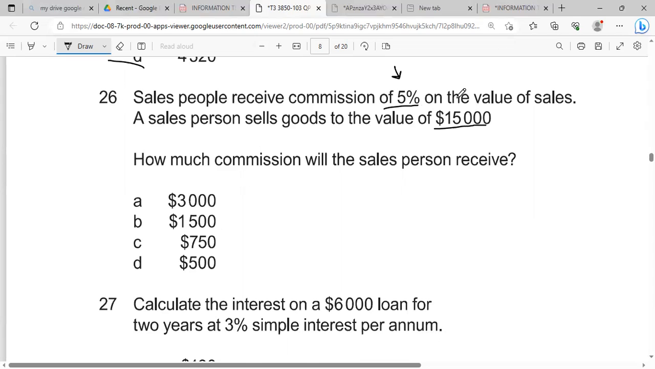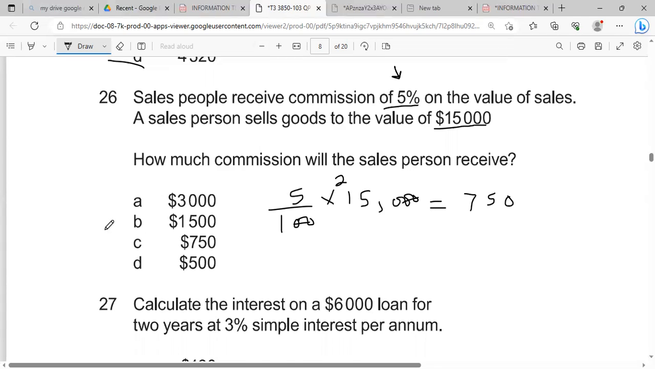A salesperson receives commission of 5% on the value of sales. So basically you have 5 over 100 times 15,000. So 5 times 0, 0. 5, 5, 25. Guys, if you learn to multiply fast, all right? 5 ones are 5. So that will be $750.